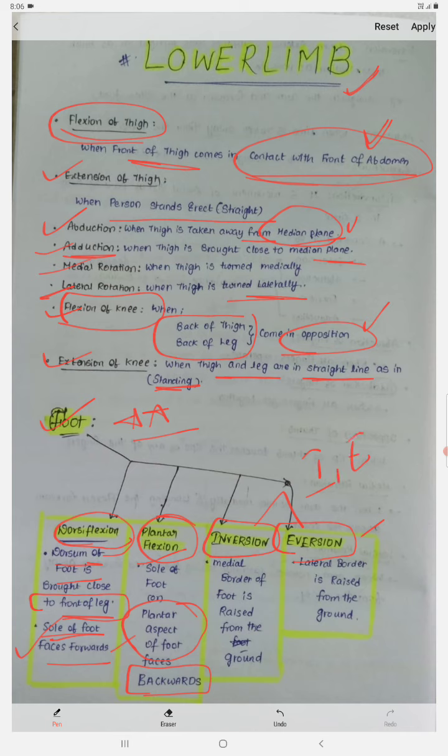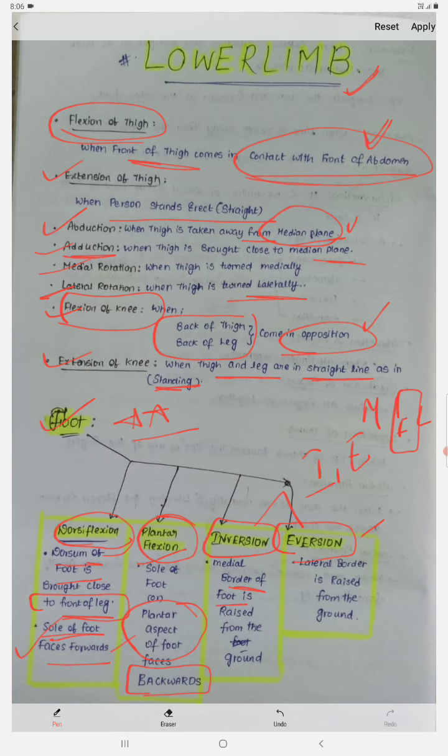Inversion means coming inside, like the medial border of the foot. The foot consists of two borders, the medial border and the lateral border. The medial border is the one near the midline of the body, and the lateral border is away from the midline of the body, where the little toe is. That is called the lateral border of the foot. So inversion and eversion are the two movements of the foot.